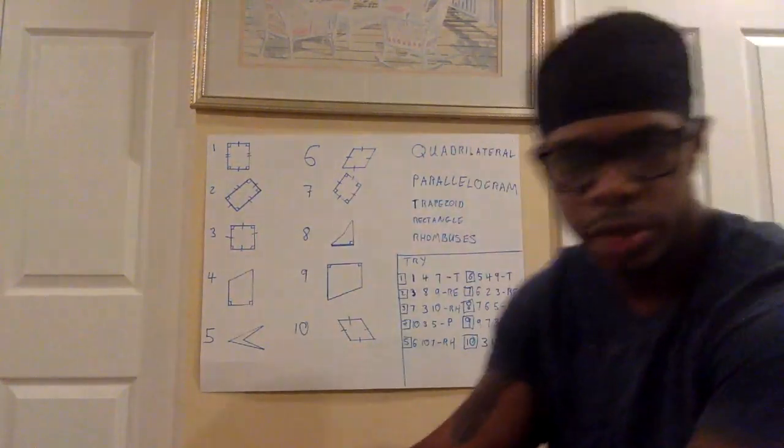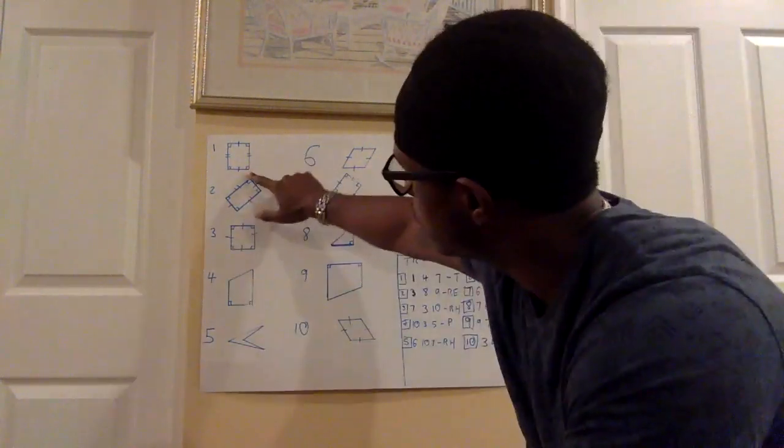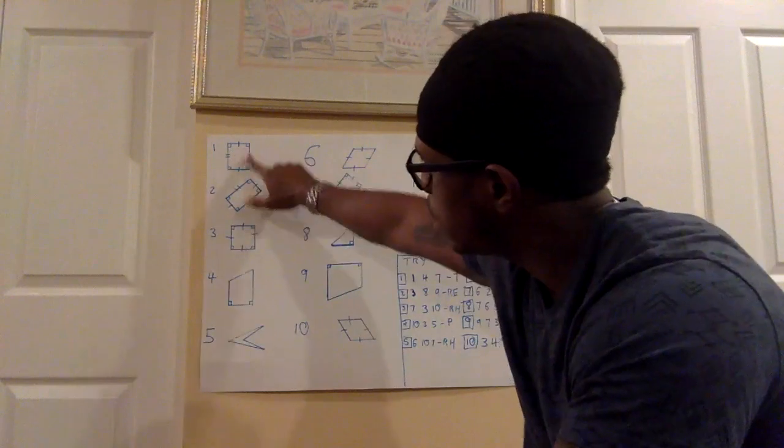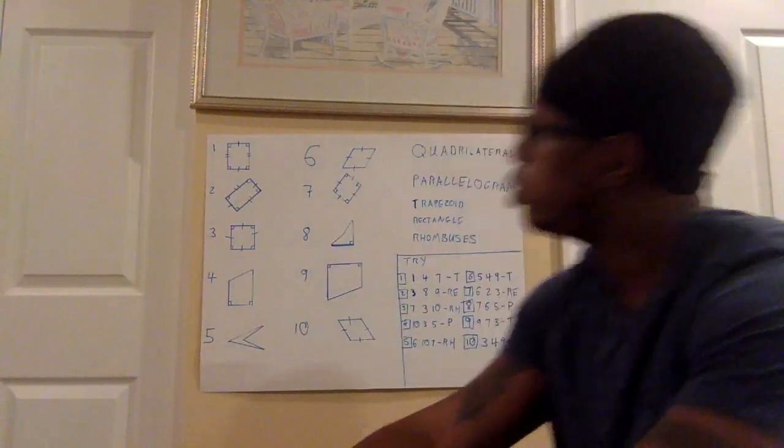Number one, if I say number one is a rectangle, am I correct? I am correct because we have the four right angles right there, and we have the two pairs of parallel lines. So we know that number one would be a rectangle.